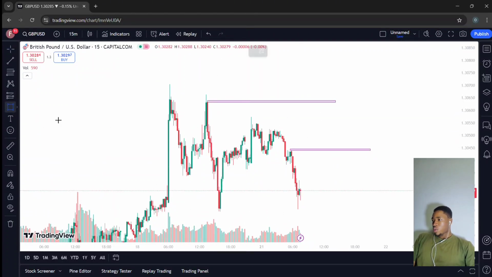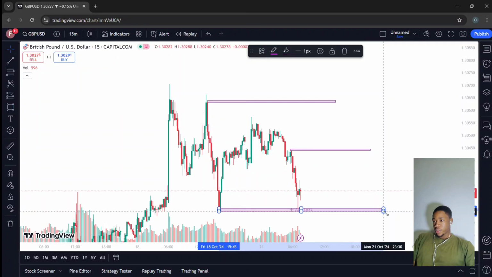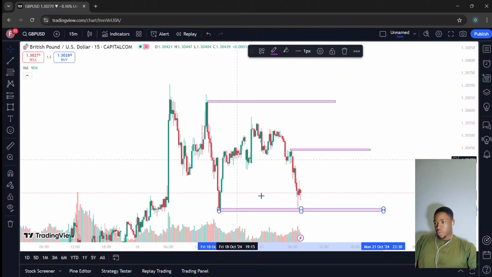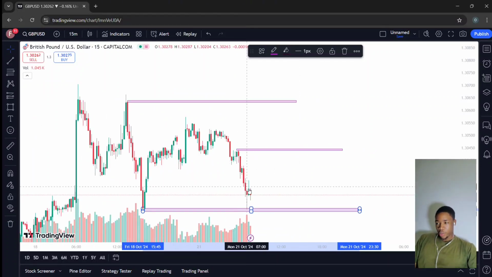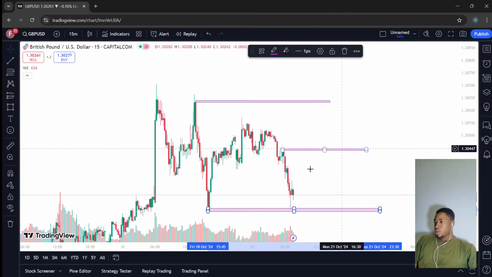So we have our resistance here, which has been respecting this zone. Same thing happened here, it went up. It happened here, it went up. It happened here, and it's currently going up, but I'm predicting it's still supposed to come down before it bounces up, but we can't tell. The market is always funny sometimes.